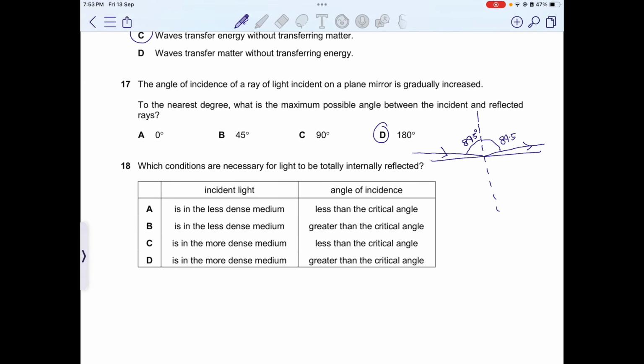Now it says, which two conditions are required for the light to be totally internally reflected? The conditions are that the incident ray should be in the more dense material, or more optically dense material, compared to the material it is traveling to, and the angle of incidence should be greater than the critical angle. So the incident ray should be in the more dense medium, that means A and B are wrong. It can be one of C and D, and the angle of incidence should be greater than the critical angle. So 17 would be D. Alright, I mean 17 is already D, 18 is also D.